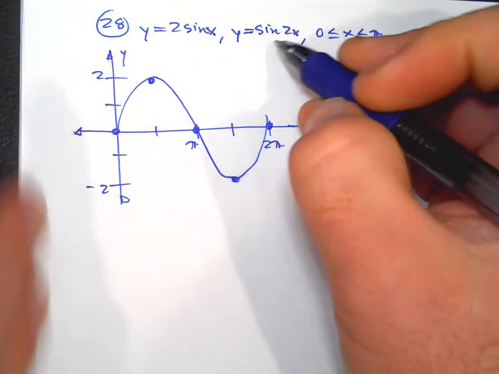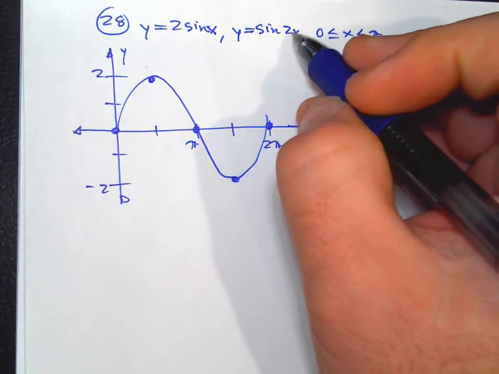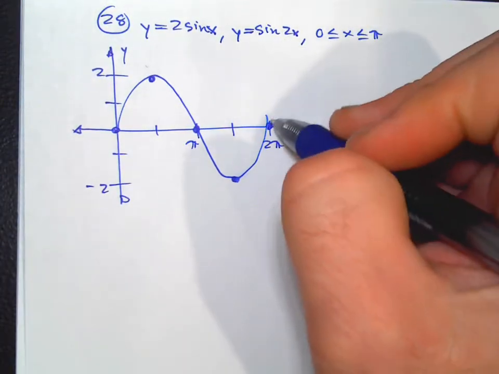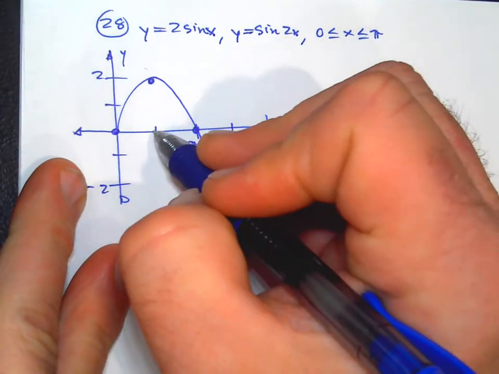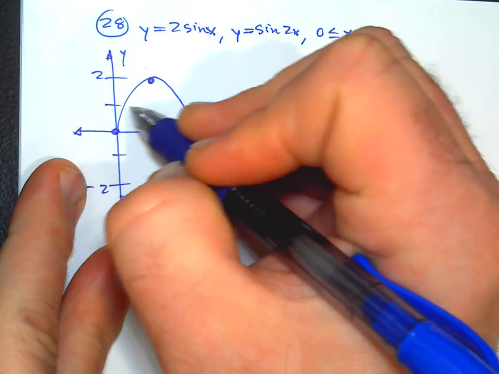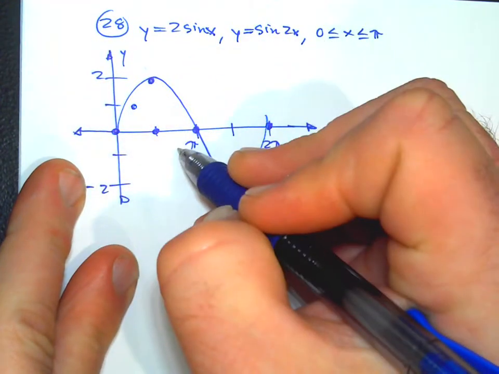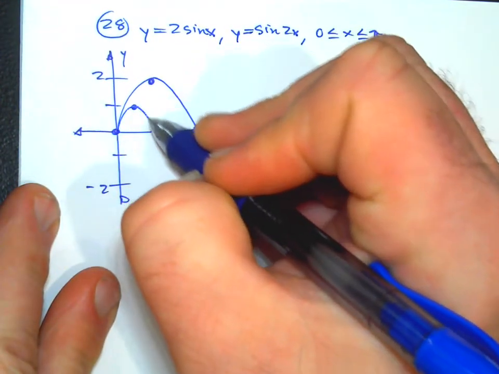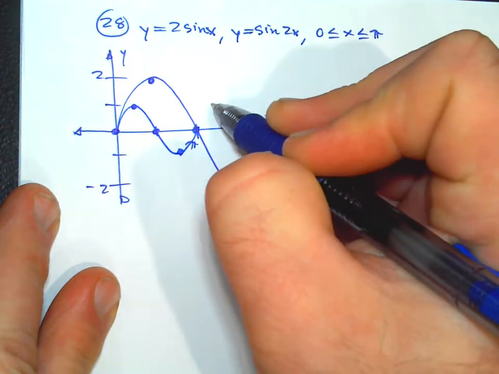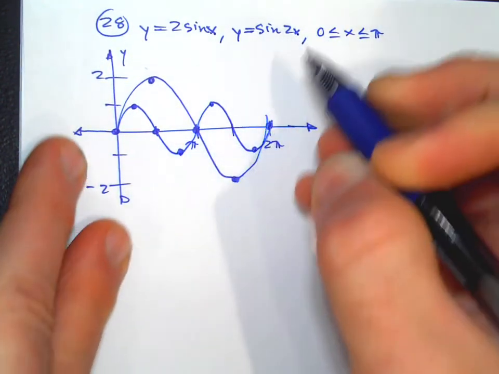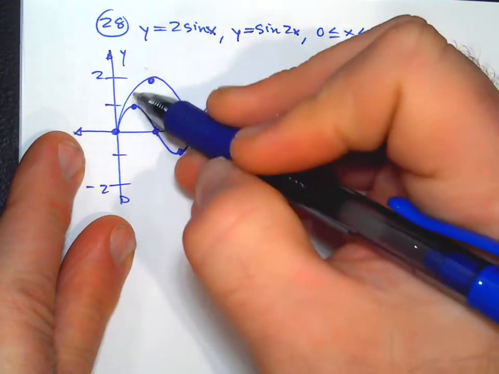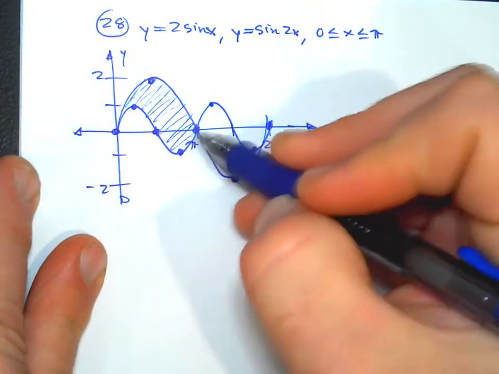The other one is a sine curve, but the period has been divided by 2, so its period is pi. So we actually get the pattern in half the time. So it's like this. And it doesn't have double the amplitude either. So this is what that graph looks like. So we're trying to find the area in between them, which is going to be this area.